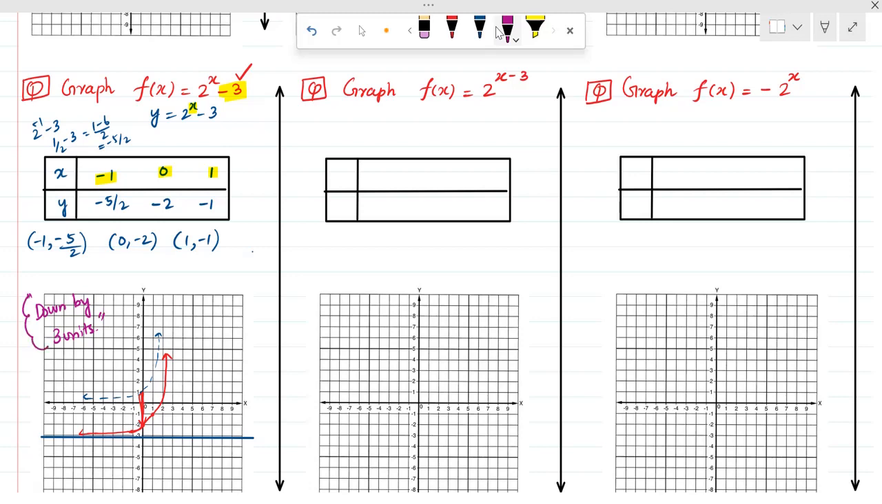Suppose if you have a +3, we say it is up by 3 units. This graph is moving up by 3 units: 1, 2, 3. Here it will be the graph, if it is +3 here. So similarly, the next one we go.